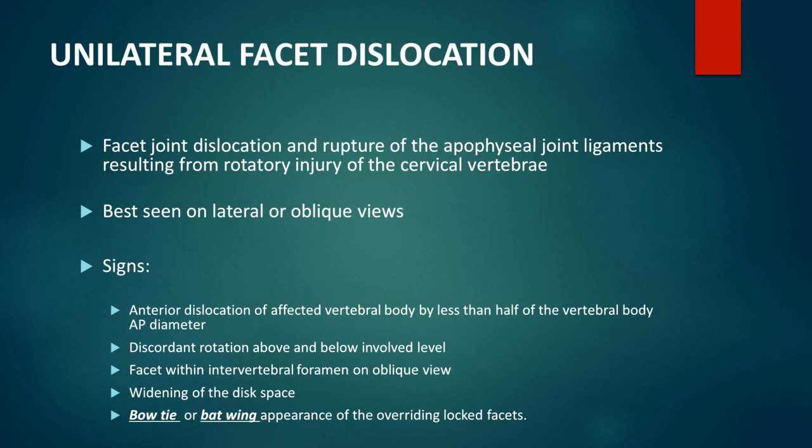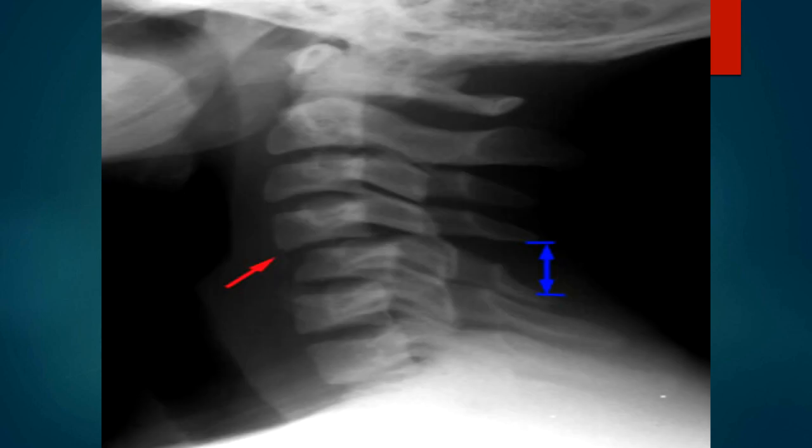Unilateral facet dislocation. It's a joint dislocation and rupture of the apophyseal joint ligaments resulting from a rotatory injury. Again, best seen on lateral or oblique view. You get anterior dislocation of the affected vertebrae by less than half. Discordant rotation above and below the involved level. You get a facet within the intervertebral foramen on oblique view and widening of the disc space. So again, less than half, overriding, widening of the spinous processes.